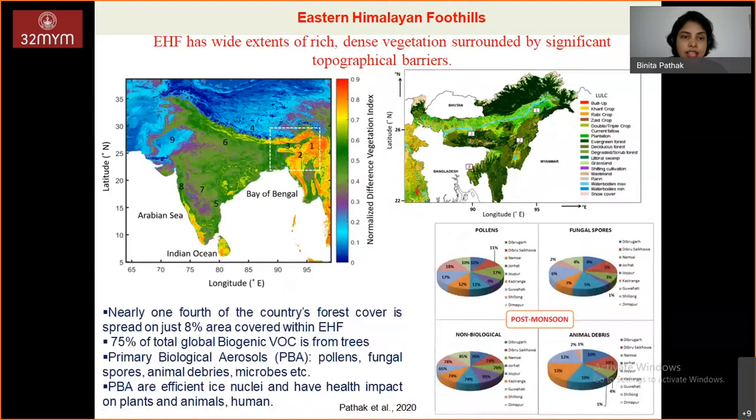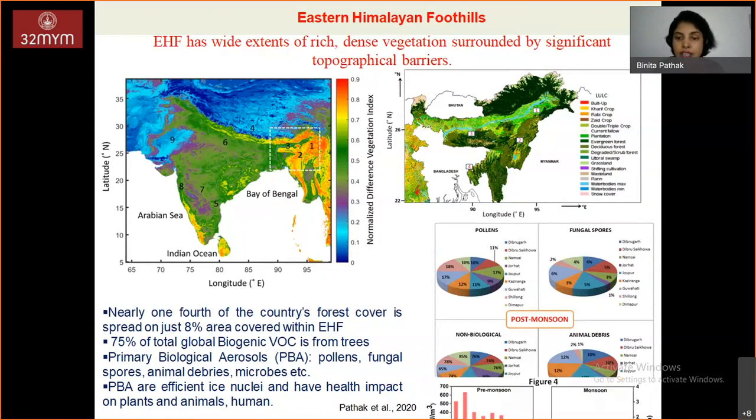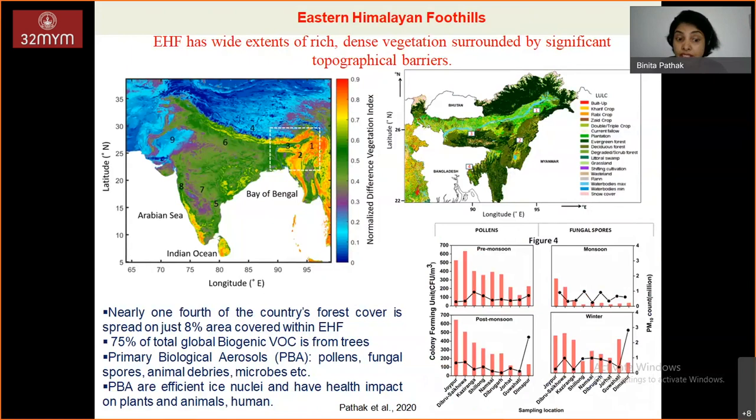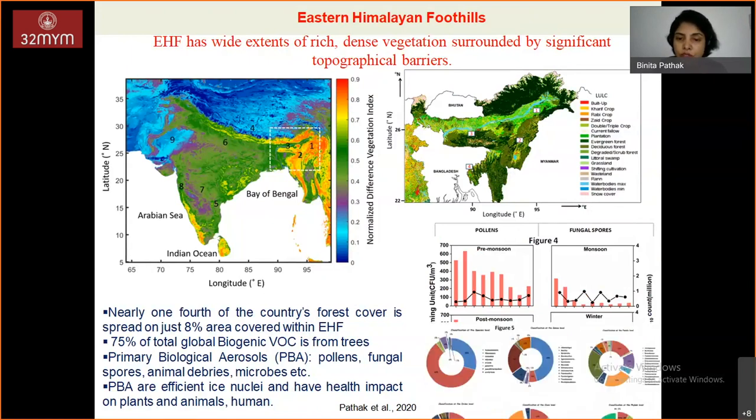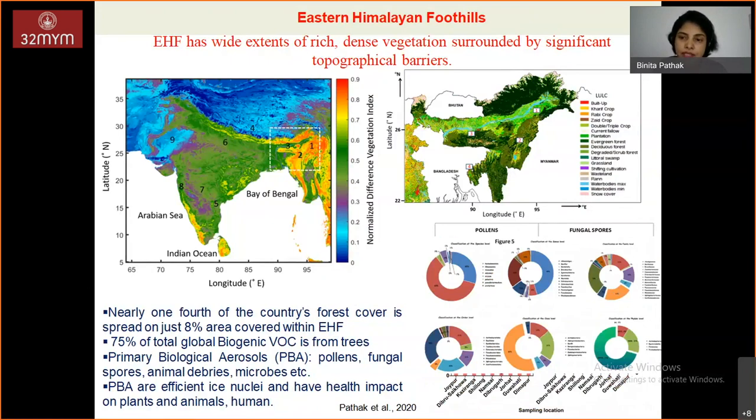In the Eastern Himalayan foothill region, as you all know, the area is highly vegetated and thus becomes a source of primary biological aerosols as background aerosols. Those primary biological aerosols can be pollen, fungal spores, animal or plant debris, and microbes, which can efficiently take part in ice nucleation. The microbes over this region have been identified from species to phylum level in a recent work by us. In a campaign mode study, we have covered the permaculture valley.